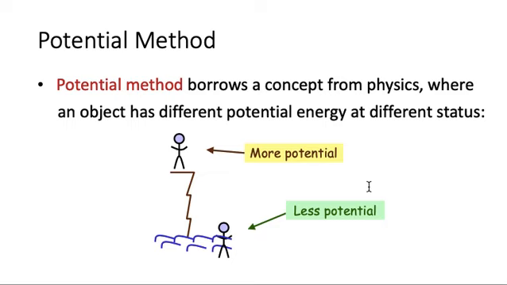Next, let's take a look at the potential method. The potential method is borrowed from a concept in physics, where an object has different potential energy at different states. Consider a person standing over a cliff, and then what happens after he has dived into the sea? If he is at the top of this cliff, then this guy has a higher potential.